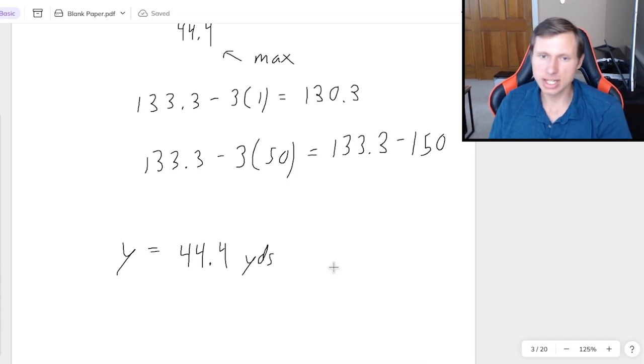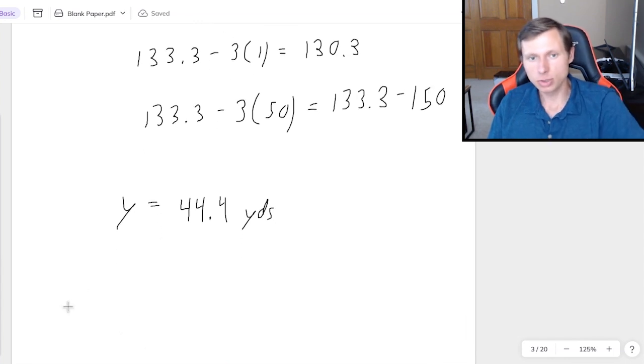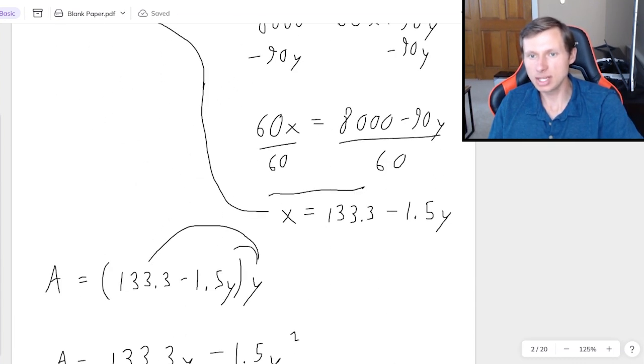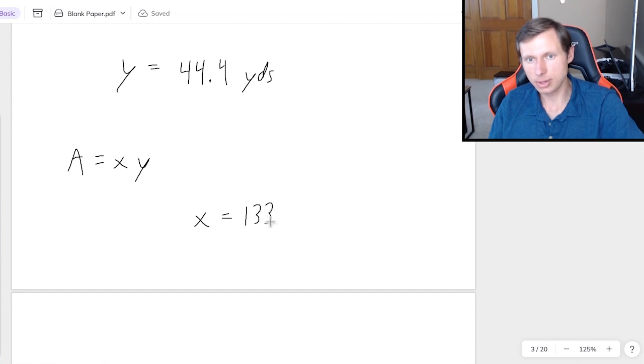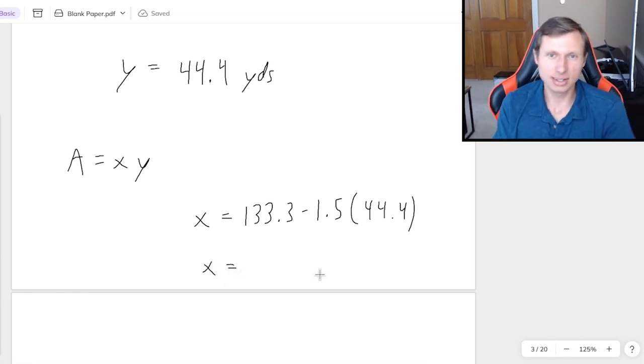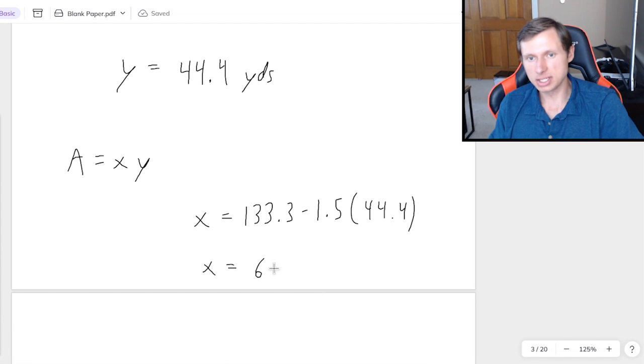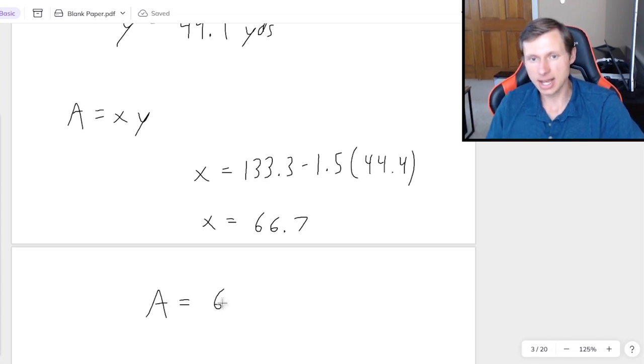However, that's not what the question asked for. The question did not ask for dimensions. It wanted the area itself. So in other words, we want the x times y value. It would help if we knew x. The good news is we have an equation for x from the very beginning right here. When I solved my constraint equation, x equals 133.3 minus 1.5y. So 133.3 minus 1.5 times y is 44.4. And so then I just have to plug this in a calculator and we'll have x. That's going to be 66.7. And then finally for the area, it's x times y.